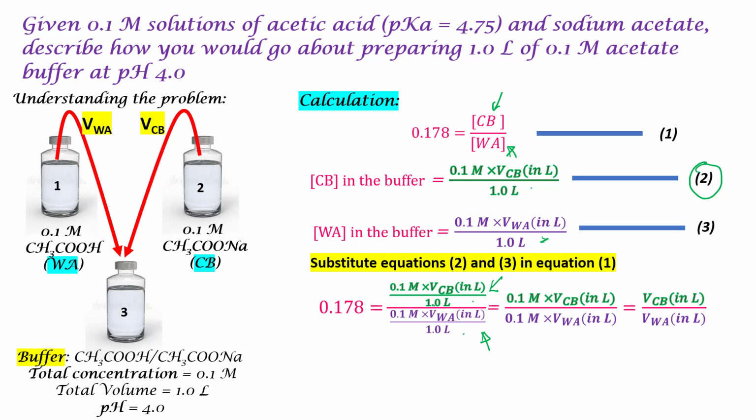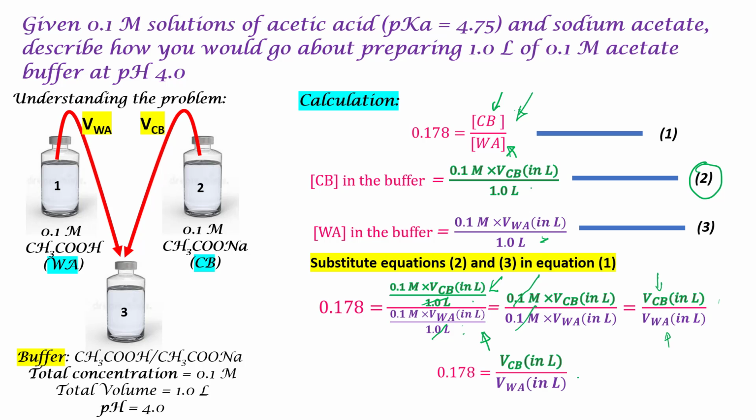We know that when you have these two fractions with the same denominator, we can cross the 1 liter and 1 liter out. When you cross it out, you just end up with 0.1 molar times VCB divided by 0.1 molar times VWA. And again, we can simplify this further. We can cross out the 0.1 molar, and then you will just end up with VCB divided by VWA. So what we are saying is we have literally simplified this expression in terms of volume. So we're saying 0.18178 is basically equal to this ratio of volumes. Instead of expressing it as a ratio of concentrations, now we are expressing it in terms of volume.